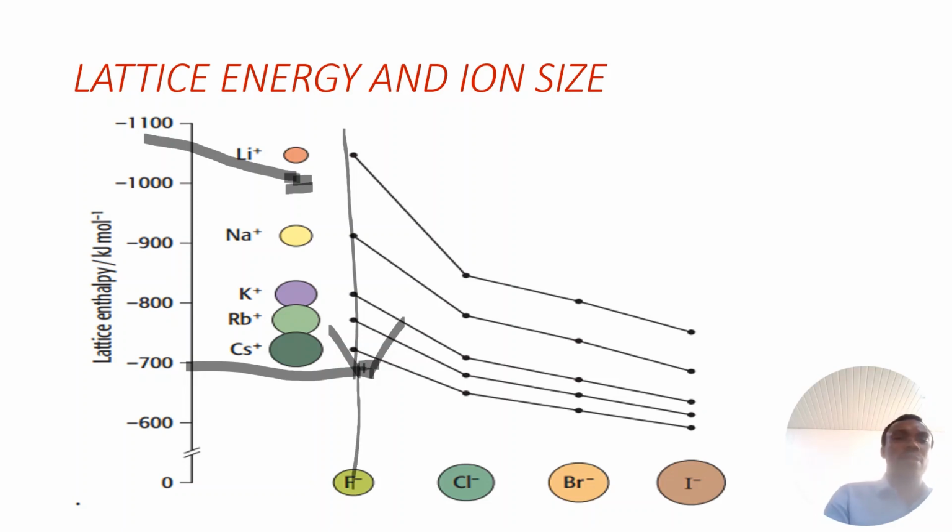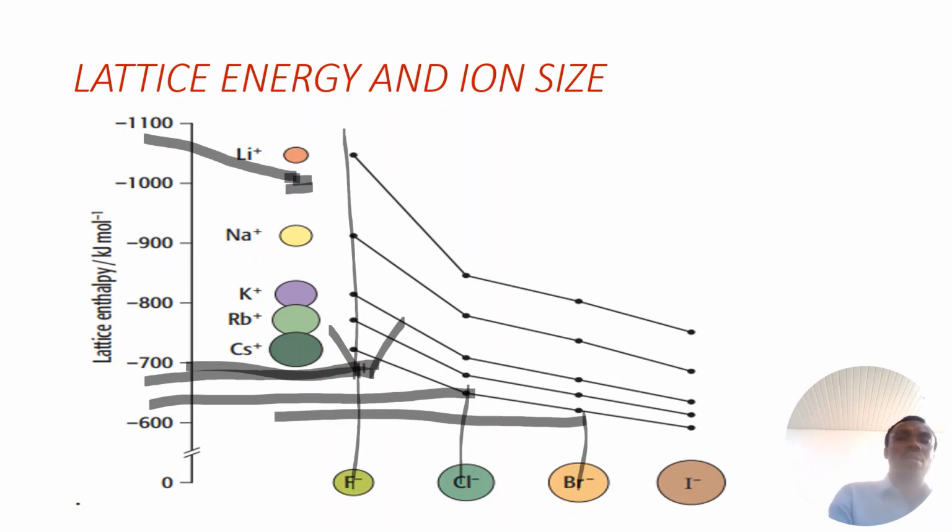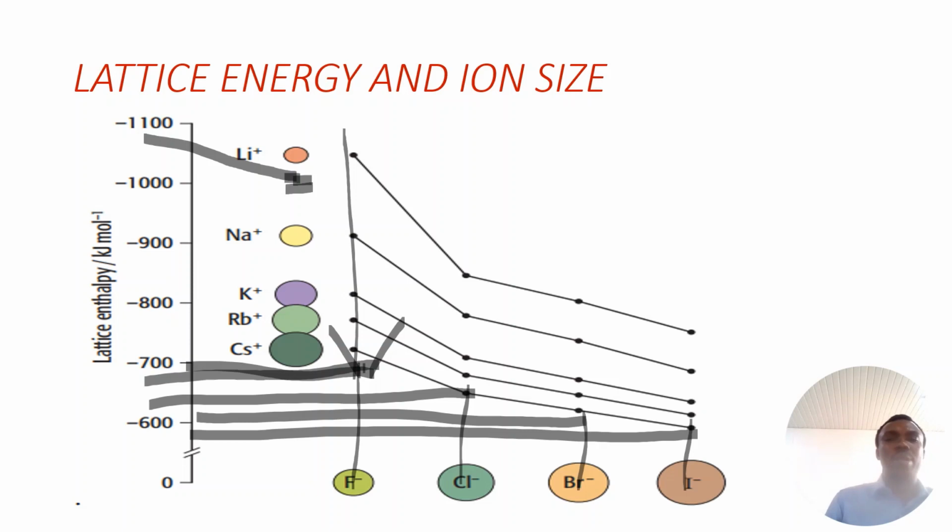You can see the lattice energy of fluorine, chlorine, bromine, or what? Iodine. So as the ionic size or ionic radius increases, the lattice energy becomes less exothermic. So there's less attraction between the oppositely charged ions, which will affect how stable the ionic compound will be.